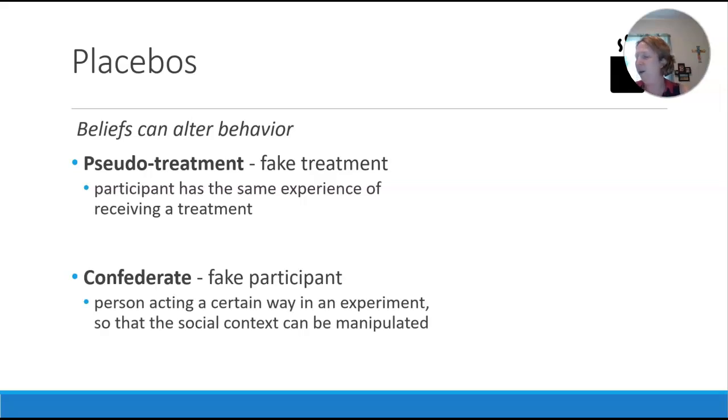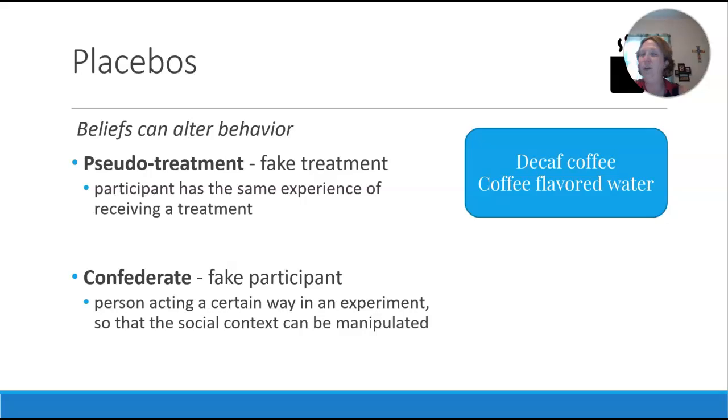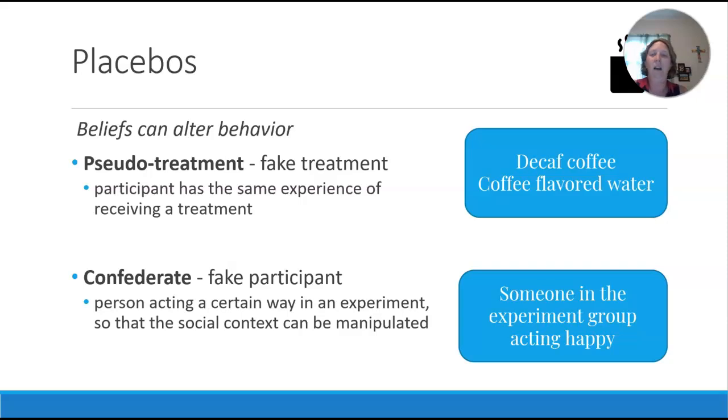We also have a word that kind of fits here, and I just stuck it here because I don't know where else to put it, and that is a confederate. You might have fake participants participating in research where they act a certain way so that the social context can be manipulated. So maybe you put someone, an actor, into a group, and so they can be like, man, this is a great day today. I feel alert, I feel alive, to see if that makes an impact on someone's perception of what they're experiencing. So the pseudo treatment in our hypothetical is decaf coffee or coffee flavored water. And then a confederate might be someone in the experiment group acting happy to see if just that influence changes how people feel.